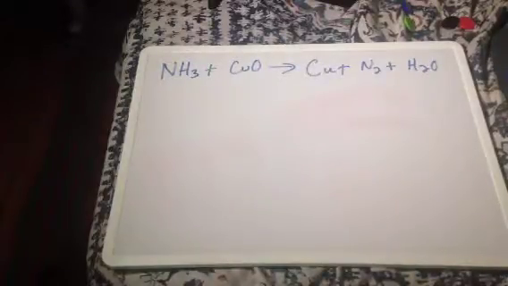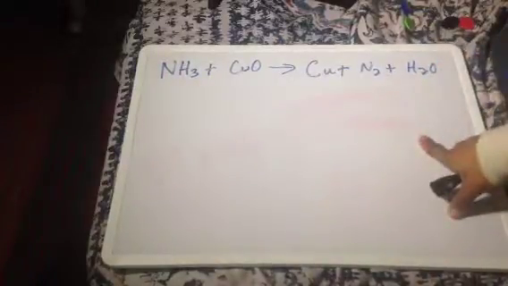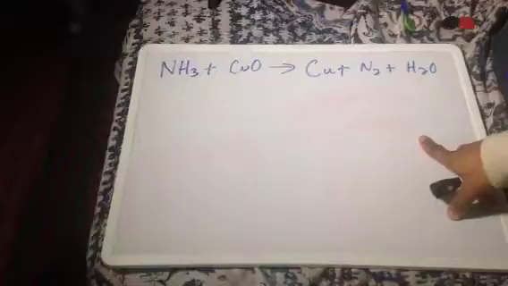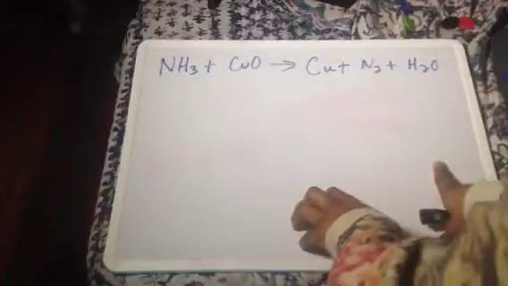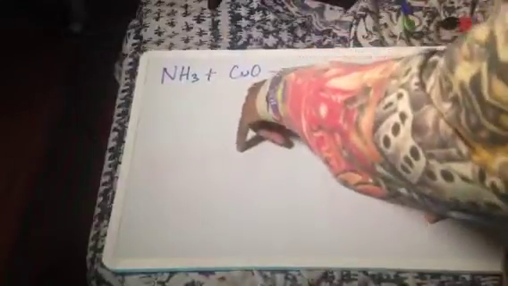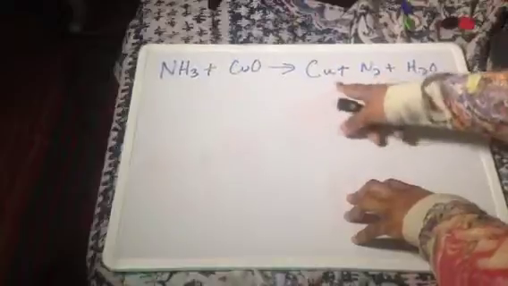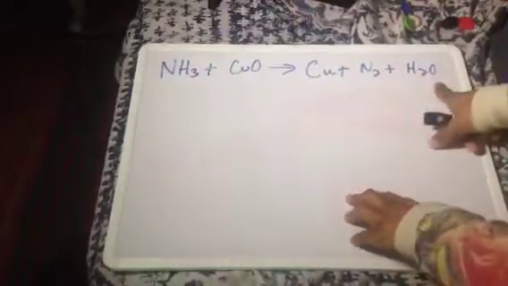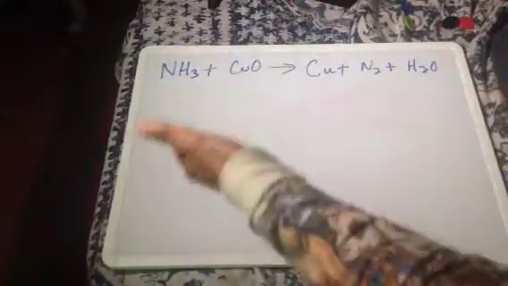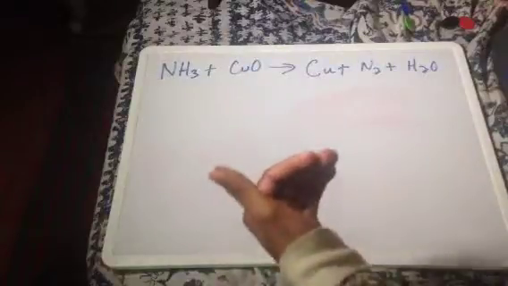Okay, guys, yet again we have another chemical equation. This one, in terms of difficulty, on a scale of 1 to 5, I would put at about a 4. So here we have ammonia that is about to react with copper oxide, which gives us the products of copper, nitrogen, and water. And so now we want to begin balancing this equation.